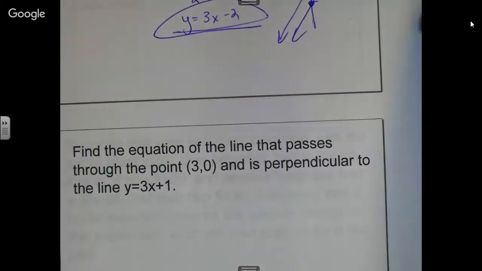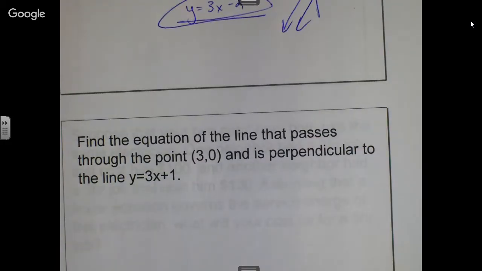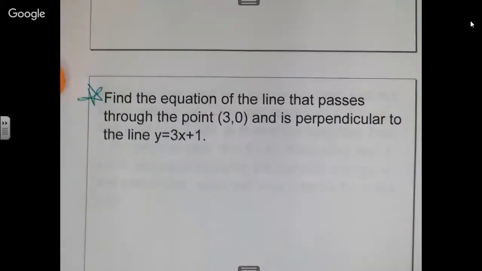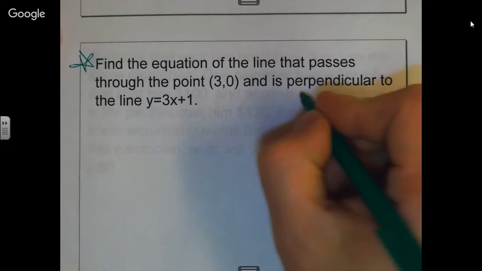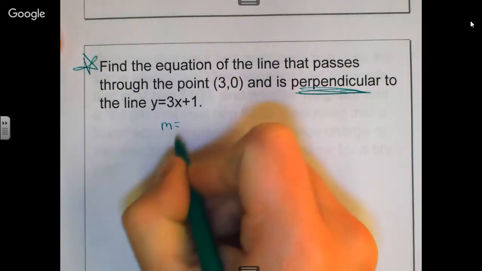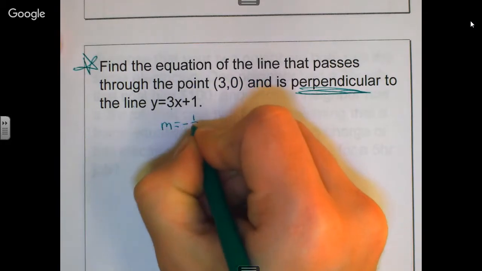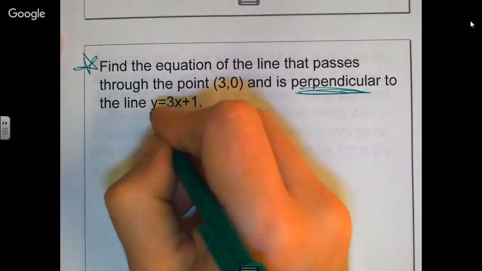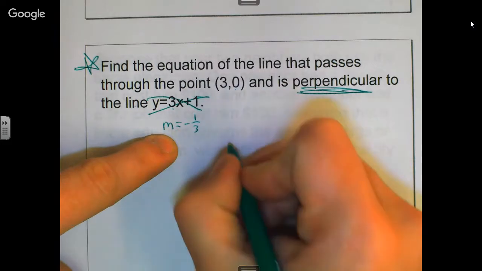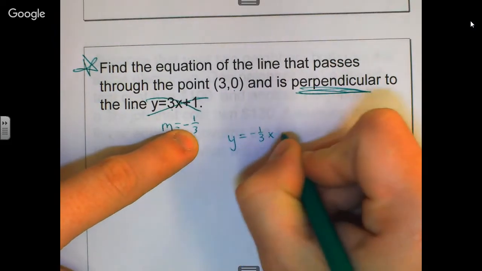Find the equation of the line that passes through the point 3, 0 and is perpendicular to the line 3x plus 1. Again, another good question here. It is perpendicular to this line, meaning my new slope is the negative reciprocal of this one. So the negative reciprocal of 3 is negative 1/3. Now I can get rid of that. So I have a point and a slope. So I have y equals negative 1/3 x plus b.